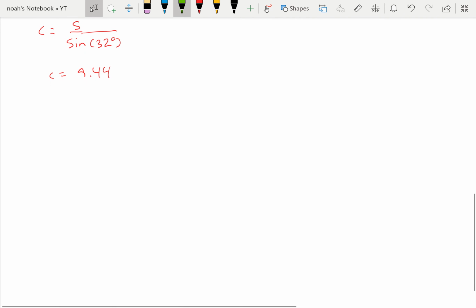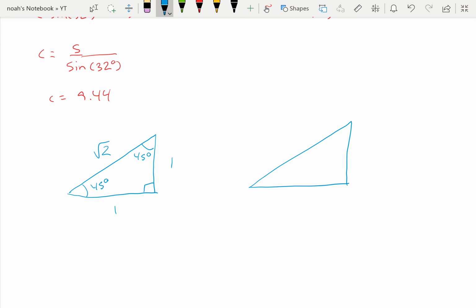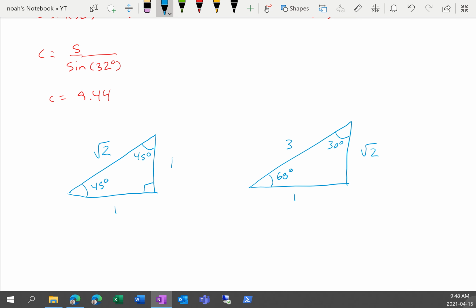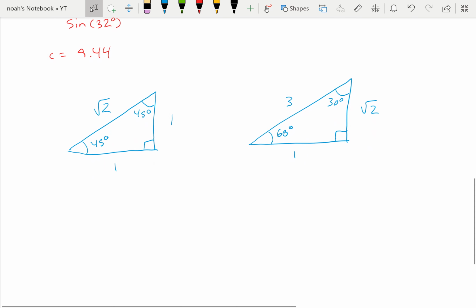Next, let's look at something called special triangles. The first one is like this: 1, 1, square root 2. This is 45 degrees, 45 degrees. Second triangle is 3, 1, 2, this is 30 degrees, this is 90 degrees. And we kind of just have to memorize these triangles.